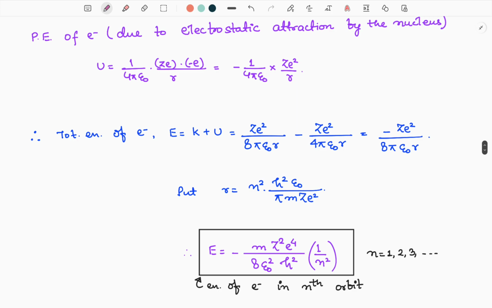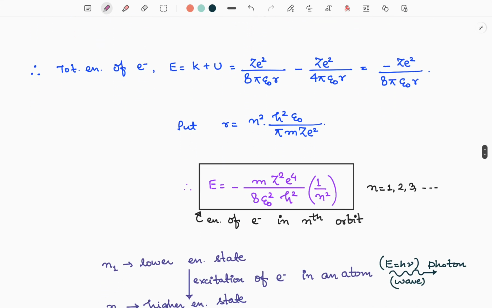Put the value of r which we have calculated earlier in this expression, you will finally get the energy of the electron in the nth orbit as minus m Z square e to the power 4 upon 8 epsilon naught square h square into 1 by n square.